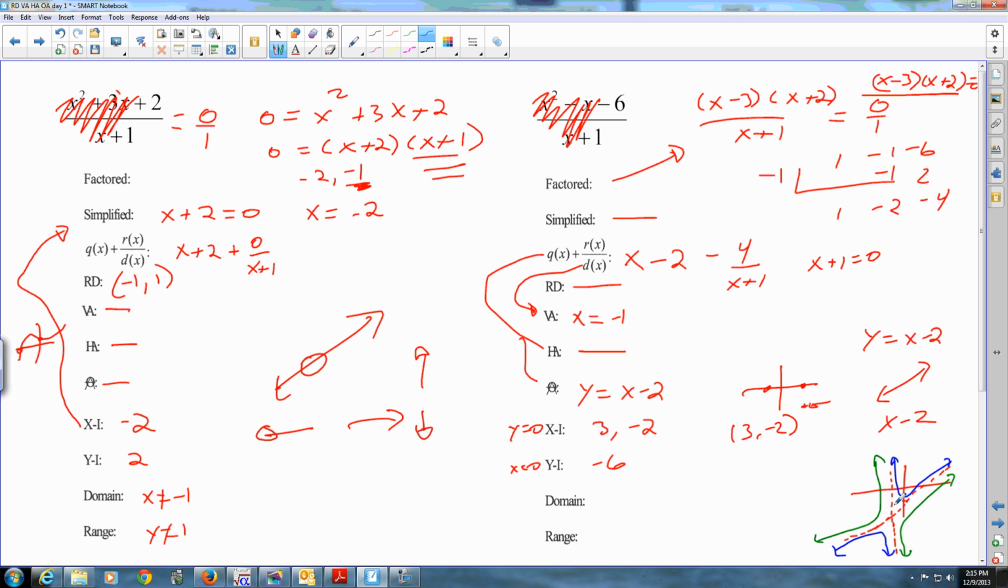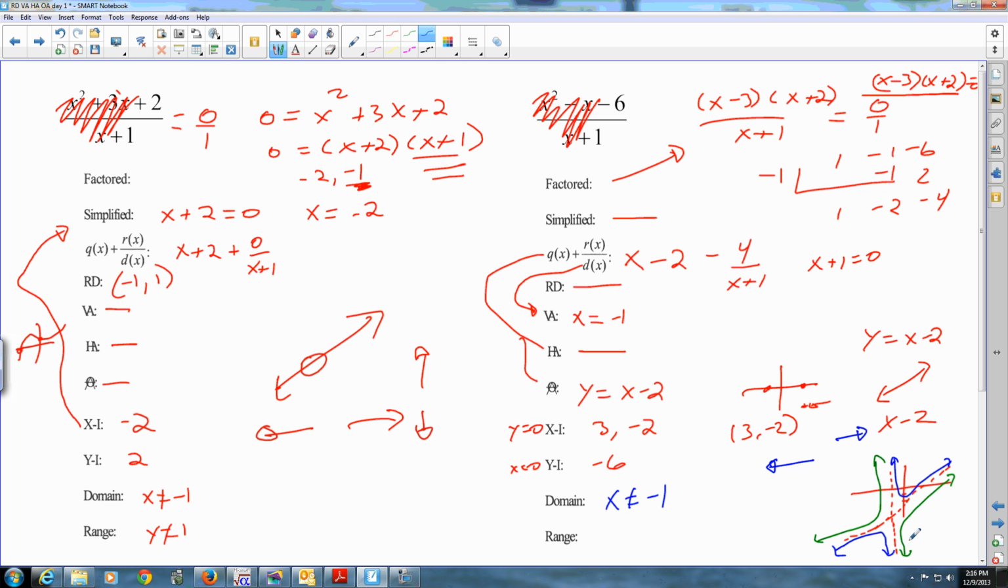Now, whether you're going to use the green one or the blue one, domain. Can you go as far left as you want? Yeah. Can you go as far right as you want? Absolutely. Do you have any holes? No, because you didn't have any removable discontinuities. Or gaps in the middle? Yes, you have a gap. Where does the gap occur? At negative 1. So your domain is x cannot be negative 1.